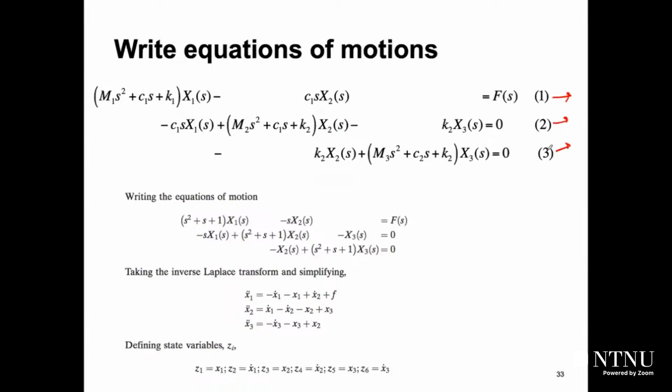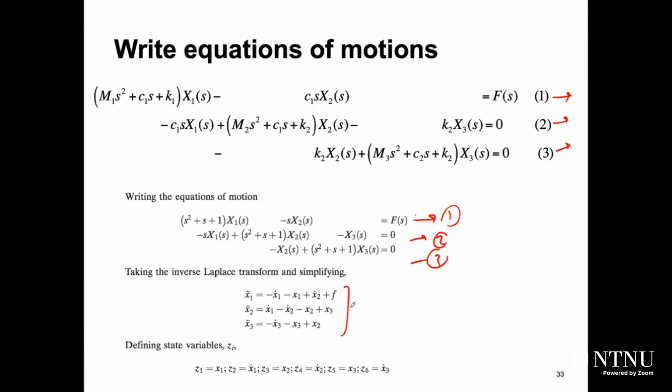Try to write it in matrix notation and substitute those values, and try to take the inverse Laplace transform to have it in the time domain. So we will have those three equations: equation 1, equation 2, equation 3. Apply inverse Laplace transform to get the differential equations. So it will be x1 double dot, and order it: x1 double dot equals this, x2 double dot equals this, x3 double dot equals this one.